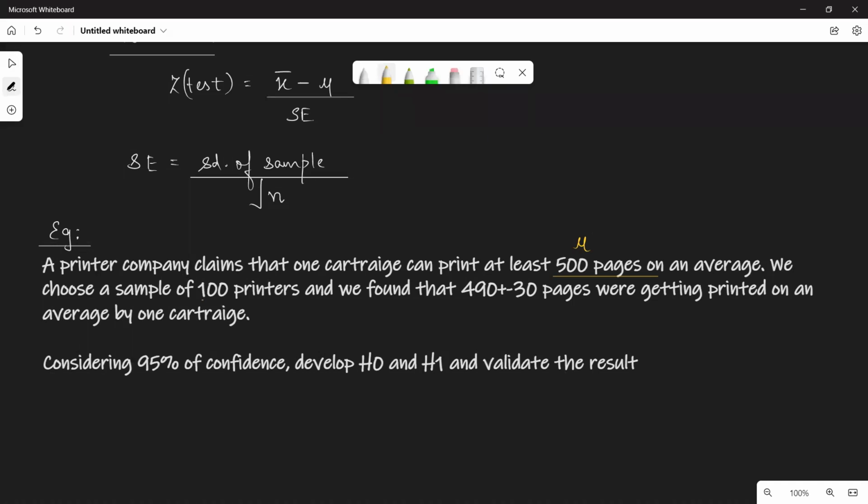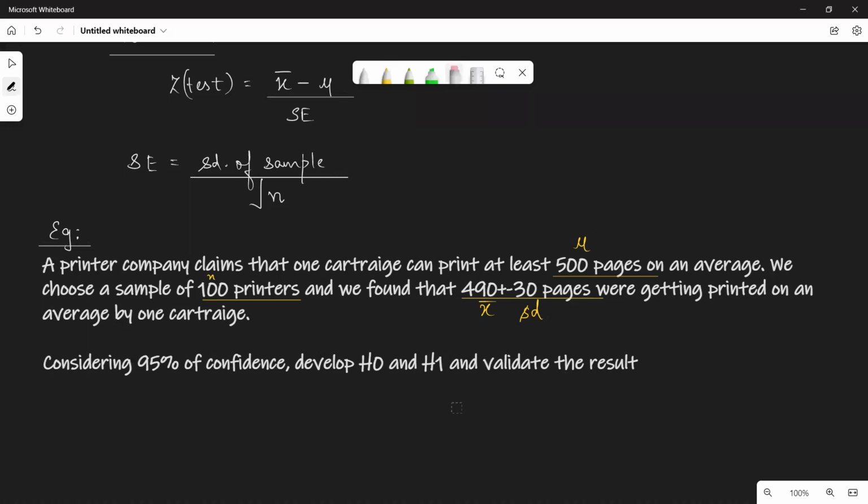Here it says a sample of 100 printers were chosen. So what is this? Small n, the sample size. Sample size, small n. And what did we find? Based on the sample, we found 490 plus minus 30 pages. So this is with respect to the sample. That means this 490 is nothing but your X bar, because it is with respect to the sample. That's why 490 is your X bar. What about this 30? This 30 is your standard deviation.